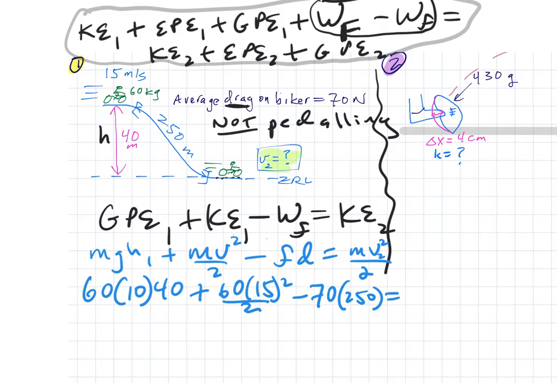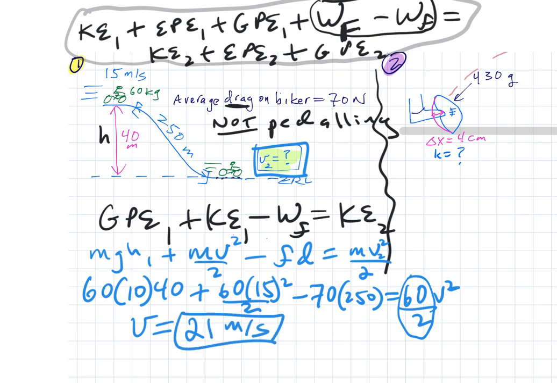equals, okay, m is 60. I'm looking for a speed at the bottom, right? Speed at the bottom. So v squared over 2. So I do this on my calculator. 60 times 10 times 40 plus 60 times 15 squared over 2 minus 70 times 250 divided by 30 equals. Then I take the square root of that answer because that would give me v squared. I'm not showing you all the steps. So v would come out to 21 meters per second. He's going that fast at the bottom of that hill.